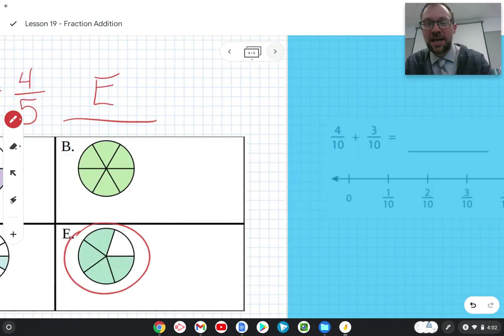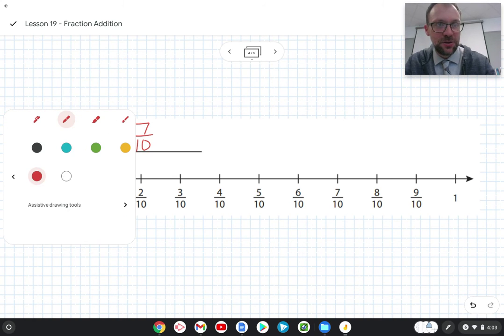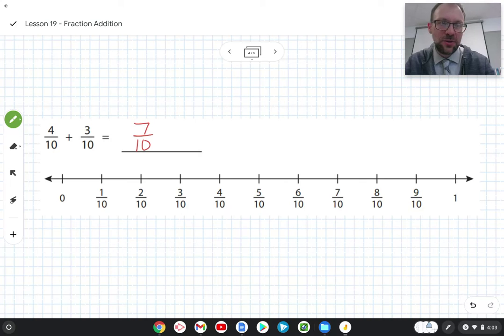Okay, one last way to represent fractions. Here we have a number line. First, the number sentence, 4/10 plus 3/10 equals what? Well, if we didn't already know that the answer is 7/10, what you also have to do, and you can't skip this, okay? You have to use the number line to represent this fraction addition number sentence. And so what I'm going to do is go to a different color. And the way we do this is we take our first fraction, 4/10, and I'm going to start at 0, and I'm going to draw my line all the way up to 4/10.